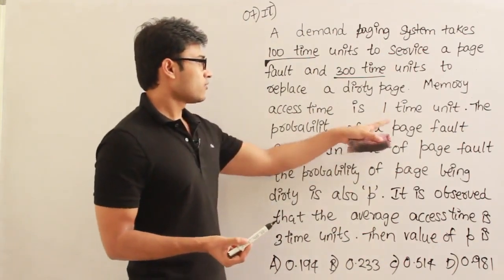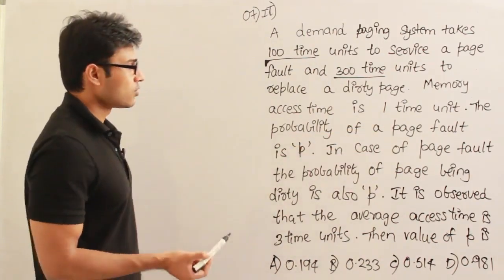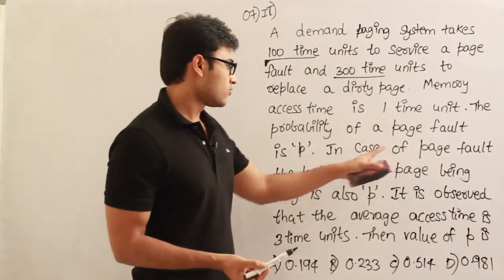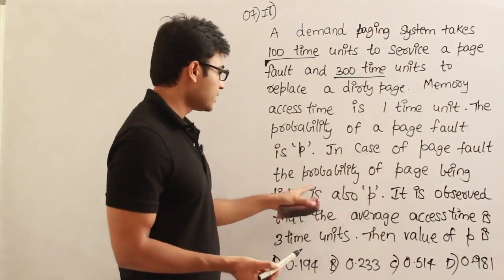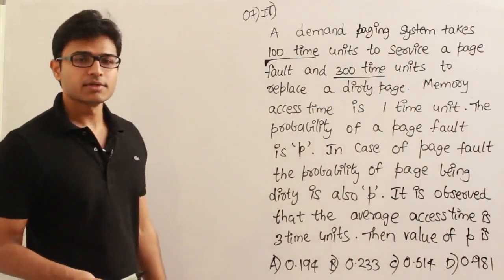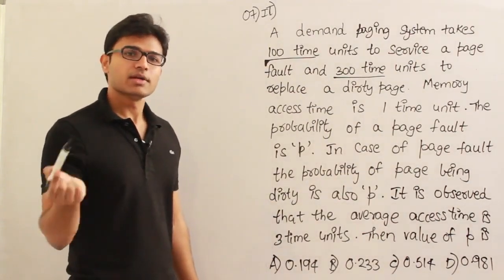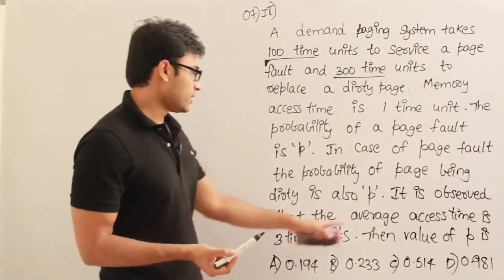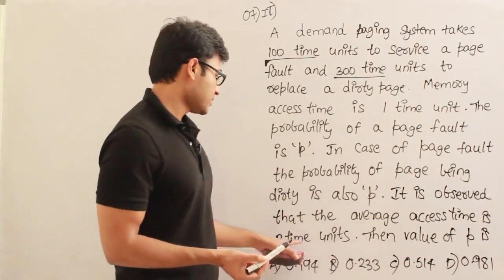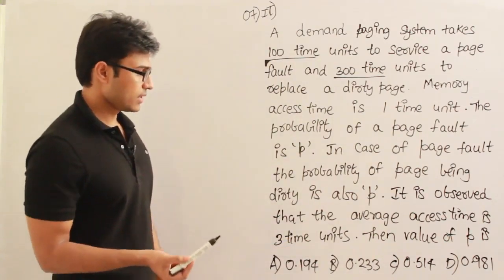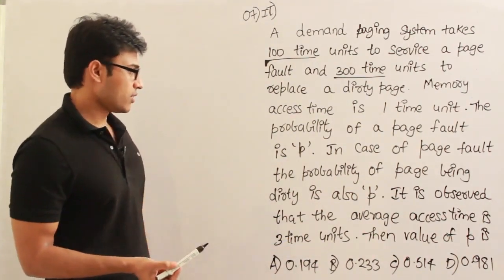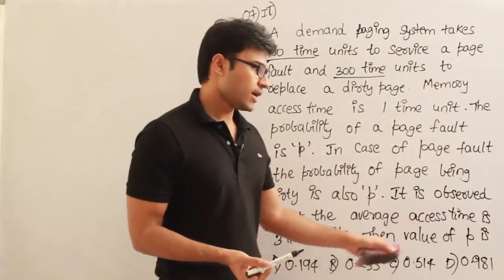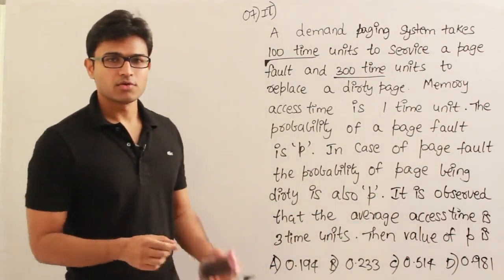Then the probability of page fault is P. So they are saying that there is a page fault with a probability P. In case of page fault, the probability of the page being dirty is also P. Now it is observed that the average access time is 3 time units. Whatever this P is, we are finally getting the average access time as 3 time units. Then what is the value of P? They are asking what should be the value of P.